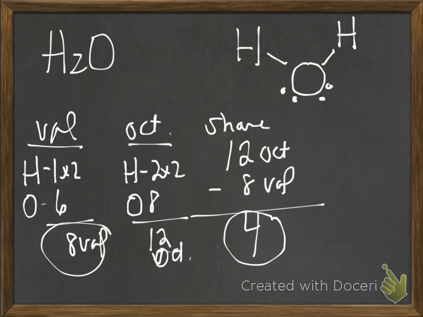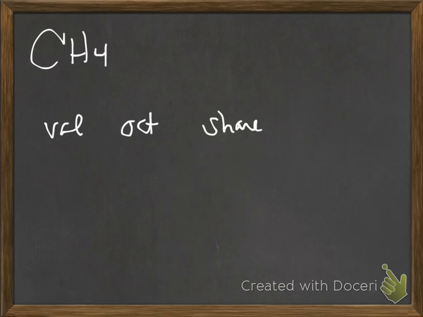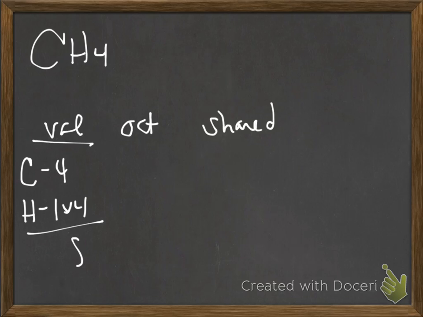We'll do just 2 more. CH4, methane. So, valence, octet, shared, carbon, hydrogen. So how many valence electrons does carbon have? 4. How many does hydrogen have? 1. So 1 times 4. So we have 8 valence.